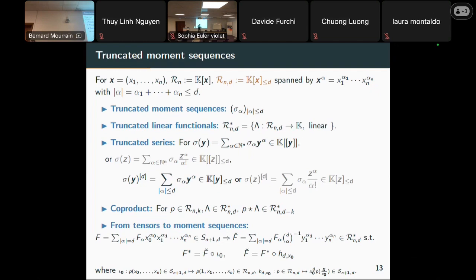Okay, there is a mistake here. Alpha should be: alpha 1 plus alpha 2 less than or equal to d. Yes. So iota is not the dehomogenization, but is the homogenization.